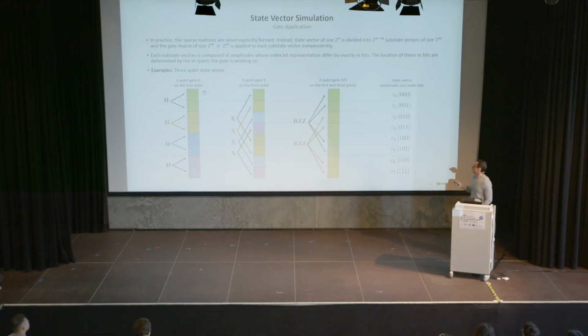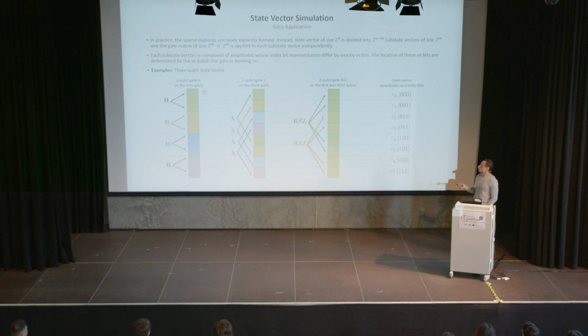For larger gates, the same idea applies. For example, if we have a 2-qubit gate on the first and the third qubits, then we will now have 2 subvectors, each with 4 elements. And the first of those subvectors for this specific case will be amplitudes 0, 1, 4, and 5, and the rest will constitute the second subvector.